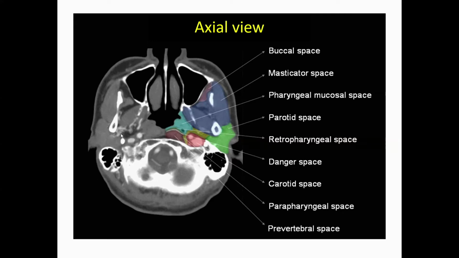And this is the parapharyngeal space. This is the normal parapharyngeal space. It looks hypodense in a CT. You can say it is hyperintense in MRI, I will show that. It's fat. So this is the normal parapharyngeal space.